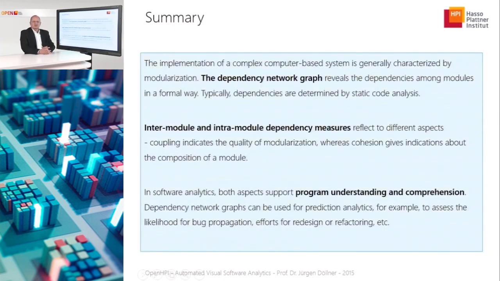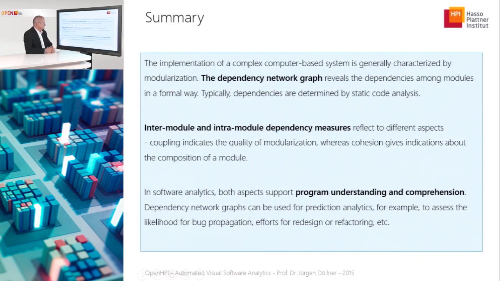Let's summarize the findings of this part. The implementation of a complex computer-based system is generally characterized by modularization. The way modules depend on each other is represented by the dependency network graph, which reveals the dependencies among modules in a formal way. Typically, dependencies are determined by static code analysis. This is the most used way to detect dependencies.